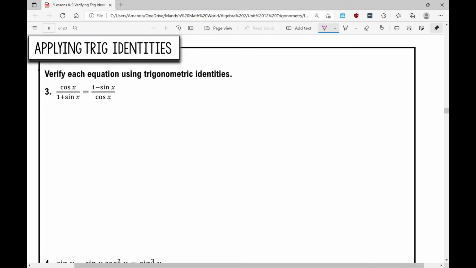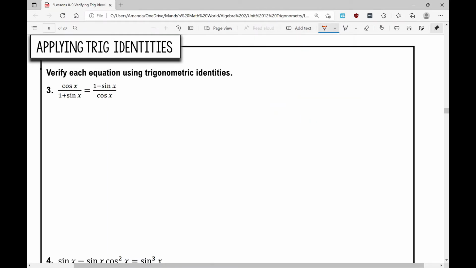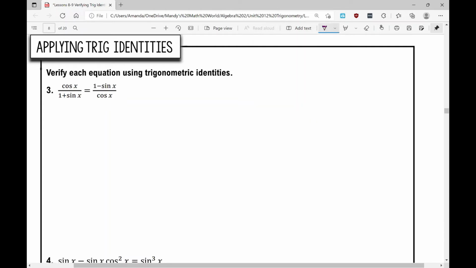Verify each equation using trigonometric identities. Okay, what is going on here? And actually, I'm going to change to this one. Okay, so in this one right here, I've got a fraction on each side of the equal sign. I see a couple things, 1 plus sine x and 1 minus sine x. Those seem very similar, but they're not the same. We do have a 1 plus sine x in the denominator in the fraction on the left.